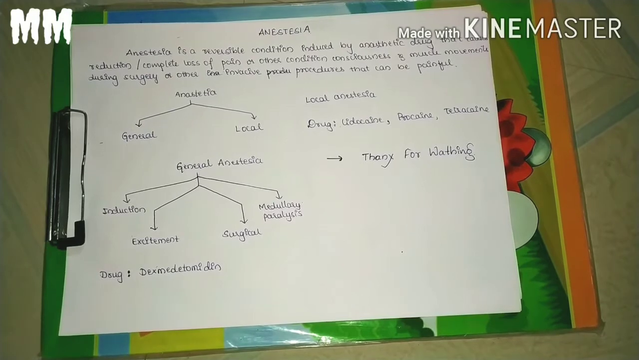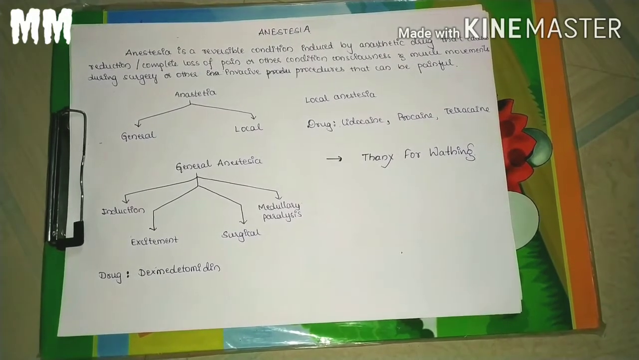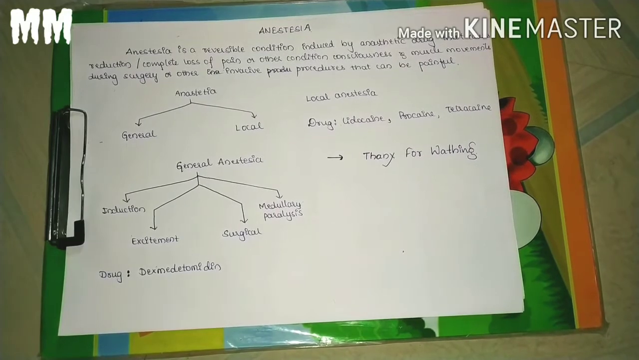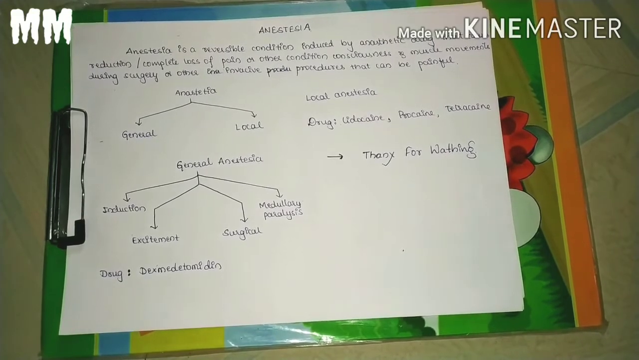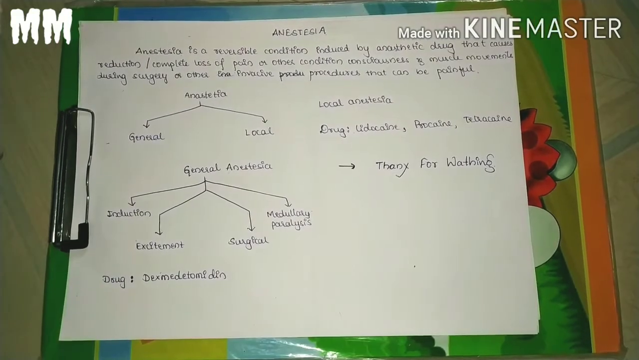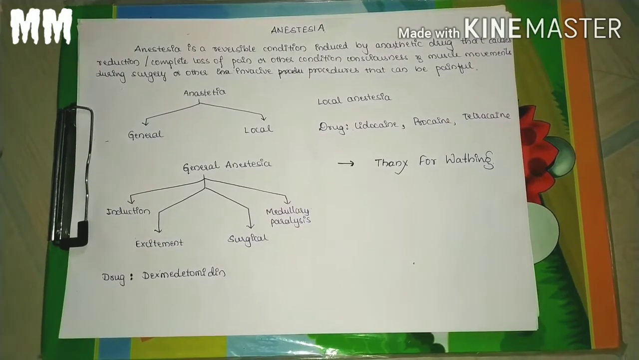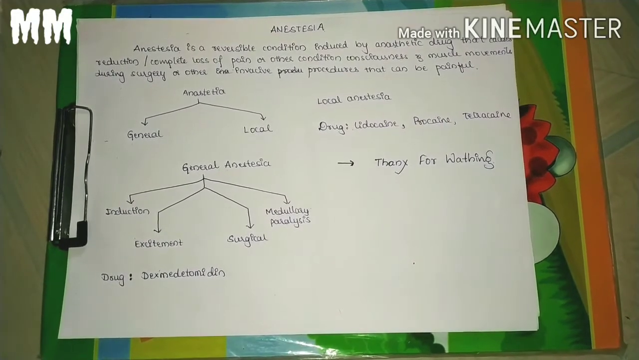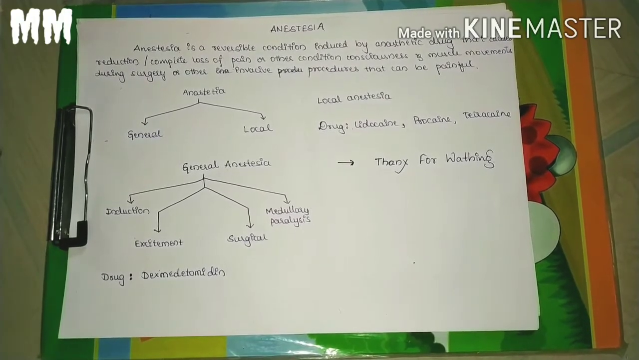At this stage there is a gradual loss of muscle tone and reflexes. The patient is fully unconscious, unresponsive to surgery and has regular breathing. This is the ideal stage for surgery and careful monitoring is necessary. And the last stage, the fourth stage, is known as medullary paralysis or overdose. At this stage, respiratory and cardiovascular failure occurs, which leads to the death of the patient and cannot be reversed quickly.